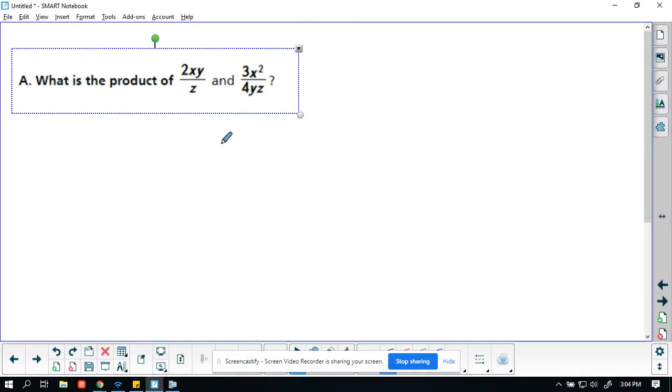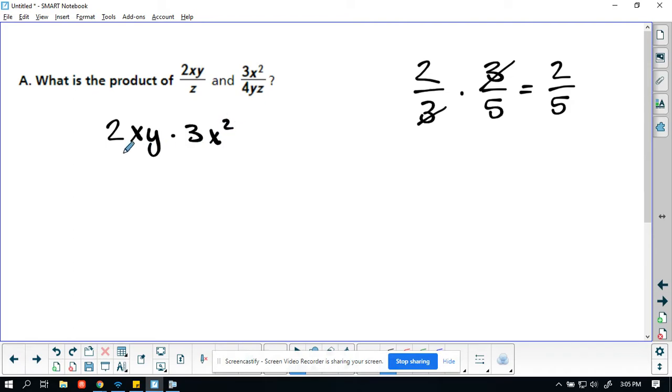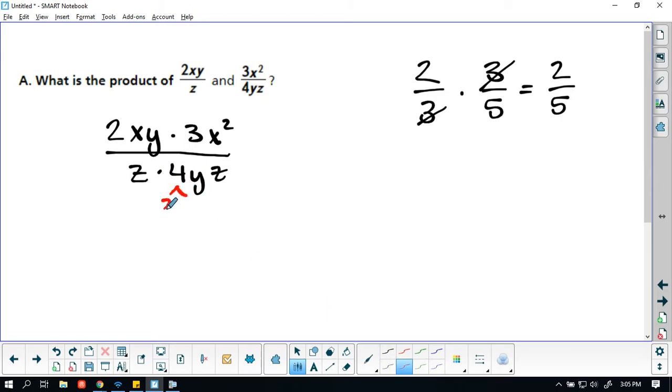Just like if I had 2/3 times 3/5, we're going to first look for any factors that we can eliminate. So the 3's we could cancel out and we're left with 2/5. So it's really good to get everything in factored form. In our case, everything is a factor. Everything can multiply to each other. So what I'm looking at here is 2xy times 3x squared, multiplying straight across, over z times 4yz. Well, 4 can actually be broken up a little bit further. 4 can be 2 times 2.